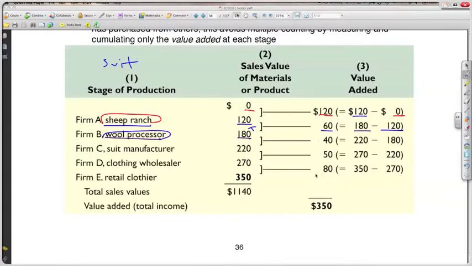When we sum up all the value added, 120 plus 60 plus 40 plus 50 plus 80, that's how we get 350. So the total amount that this suit would add to our GDP, given that it was produced within the country, on our soil, would be $350.